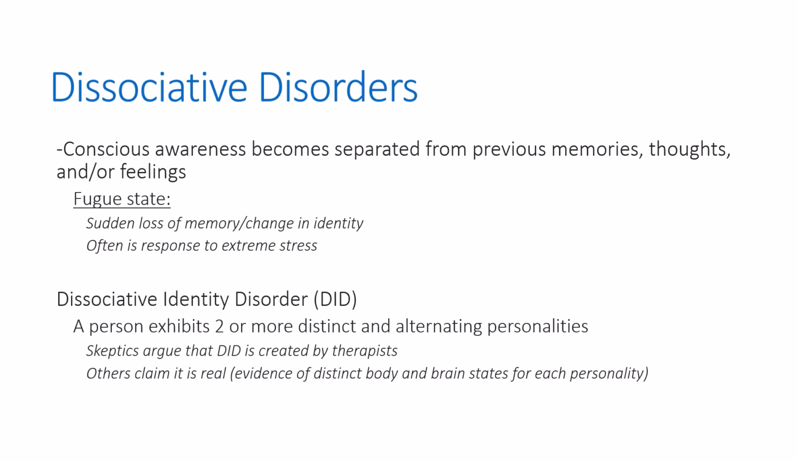One specific disorder, formerly known as multiple personality disorder, is dissociative identity disorder, or DID. Here, a person exhibits 2 or more distinct and alternating personalities. Skeptics argue that DID is created by therapists. Others claim it is real and cite evidence of distinct body and brain states for each personality in neuroimaging studies.